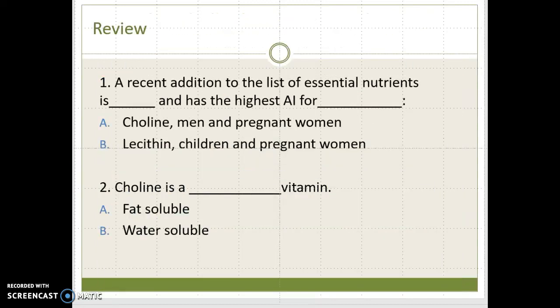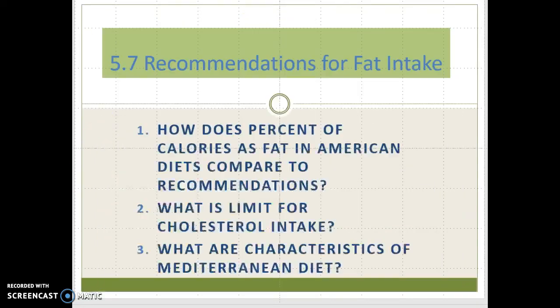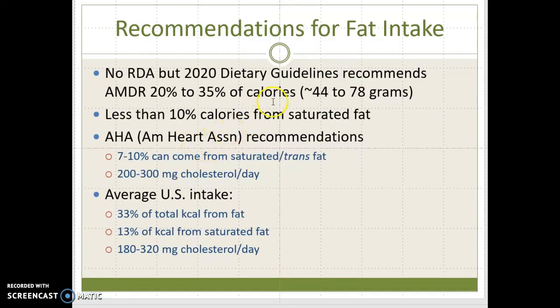I think the last series is this one here. We talk about how the percent of calories from fat compares in America. The recommendation is to get 20 to 35% of our total calories from fat, with less than 10% from saturated fat, or even 7 to 10%. The average American intake is about 33%, so it's within that range, but at the high end, and 13% saturated, which is above the 10% recommended. So those are the things to cut back on. And you can see cholesterol as well is kind of within range.